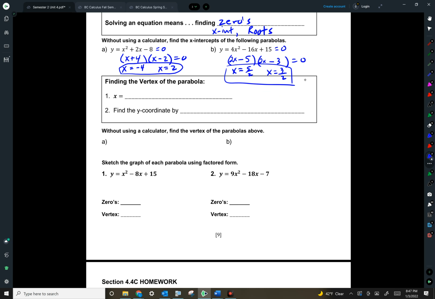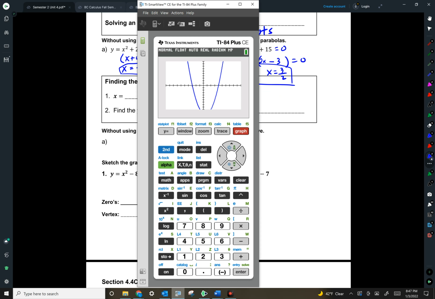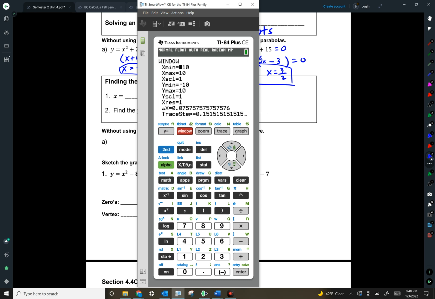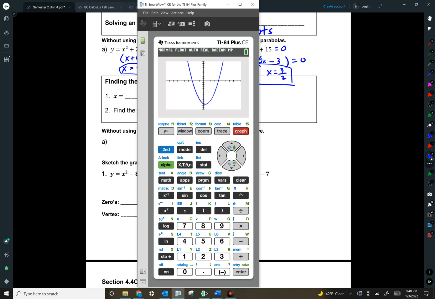Well, now I know where it crosses the x-axis, but how do I know where the vertex of the parabola is? Let's go back and look at the one that we had on the calculator. I know it touches the x-axis at -3 and 4. I can't quite see the bottom of the parabola here, so I'm going to adjust the window. I'll have the y min go down to -15 and see if I can see the bottom of that parabola. There it is.